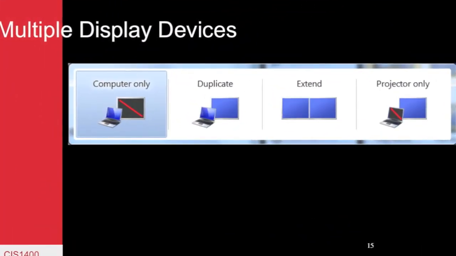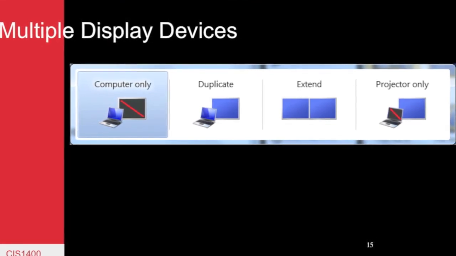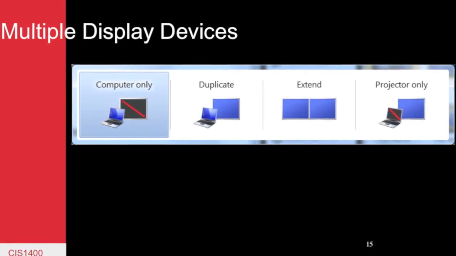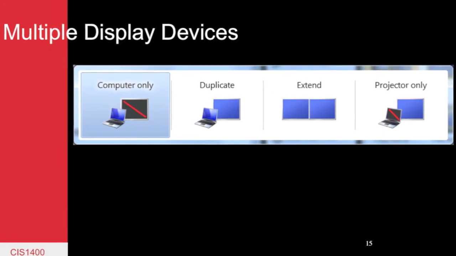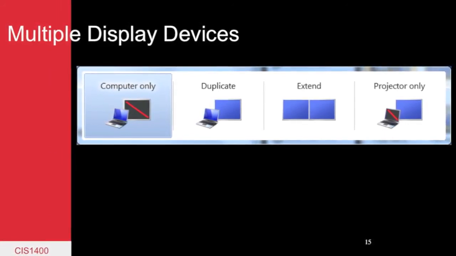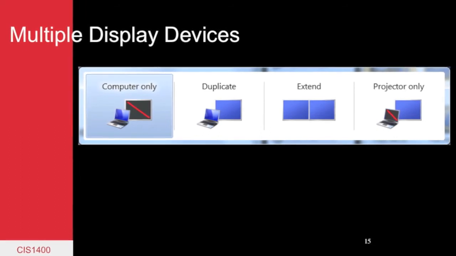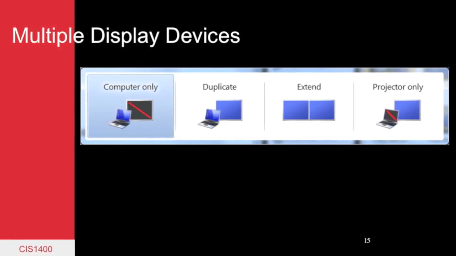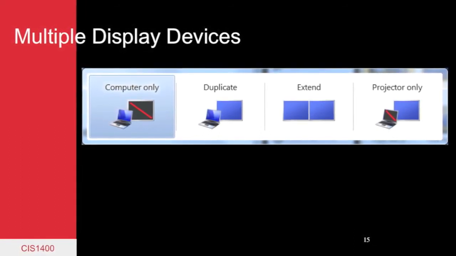Windows 7 supports using multiple displays concurrently. You can configure multiple display settings easily by pressing the Windows+P key, which brings up the Presentation Settings dialog box. You can use this to configure the output to various displays.